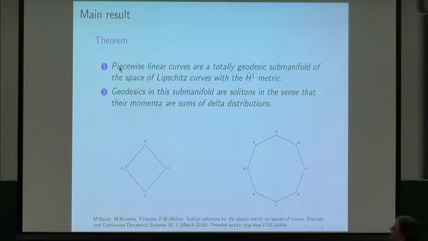So the main result is the following. We take again this H1 dot metric. So the LC is again, we shall see in detail later. So if we take piecewise linear curves, then they are totally geodesic submanifold of the space of Lipschitz curves with the H1 dot metric. This is the first statement. And the second statement is geodesics in this finite-dimensional submanifold are solitons in the sense that their momenta are sums of delta distributions.